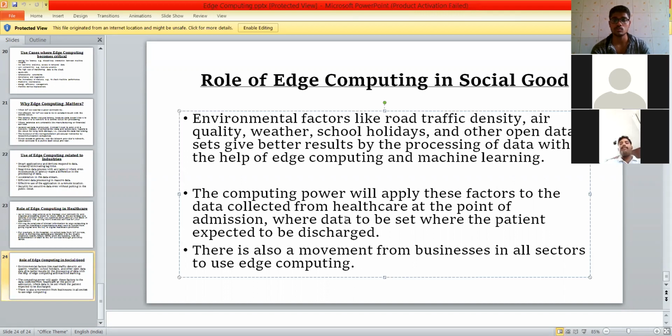There is also a movement from businesses in all sectors to use edge computing. We have discussed all the features and disadvantages that my friends have told you. I hope you all understood about edge computing. Once again, as my friend Prithvi said, edge computing is where the edge of one network and the other network meet in the middle layer. So that's what edge computing is about.